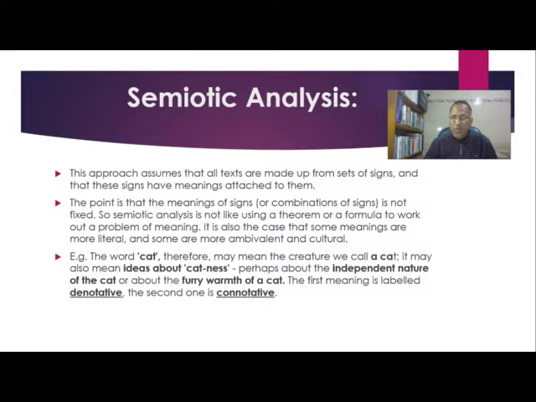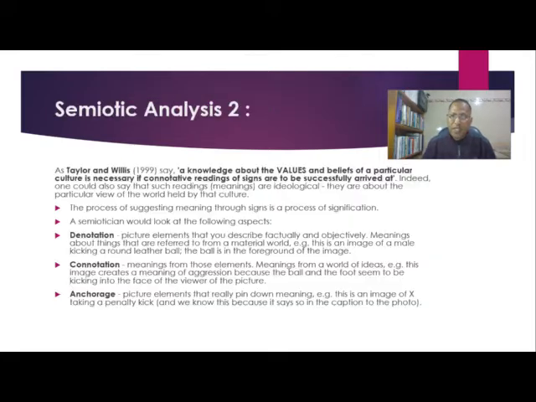So the first meaning, where we label the cat as an animal, is called denotation. But the second meaning, going further in meaning, is what we call connotation.